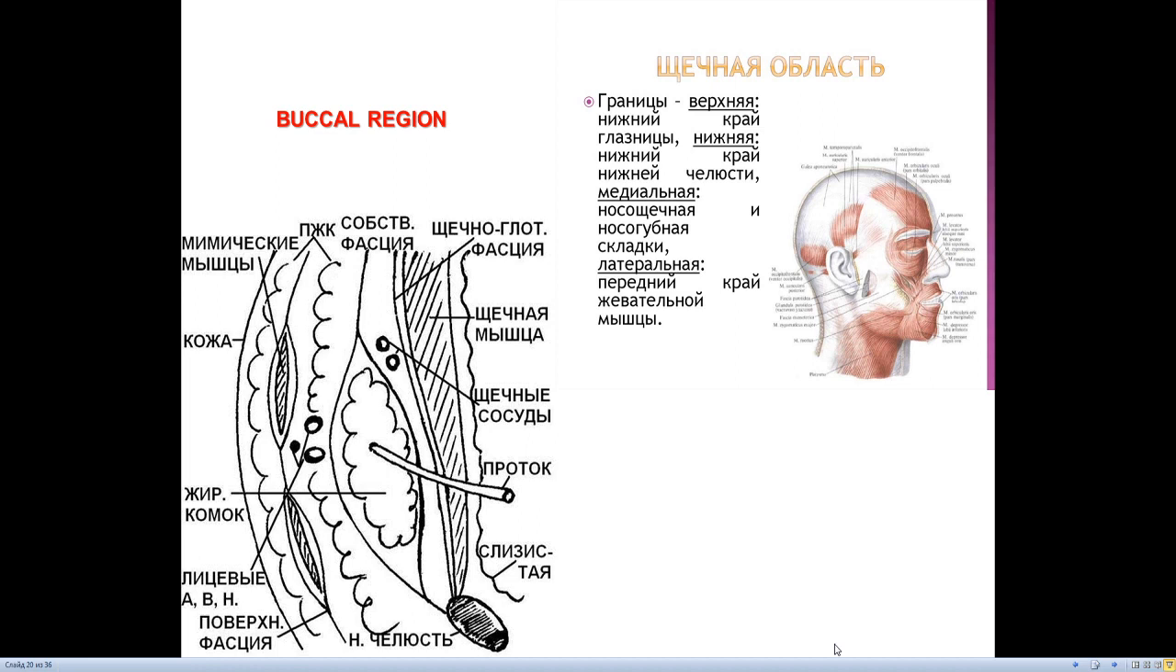Few words about the muscles of facial expression. We put the muscles of facial expression in the group of straight skeletal muscle. But please try to remember that there are some differences in the structure of the muscles of facial expression.